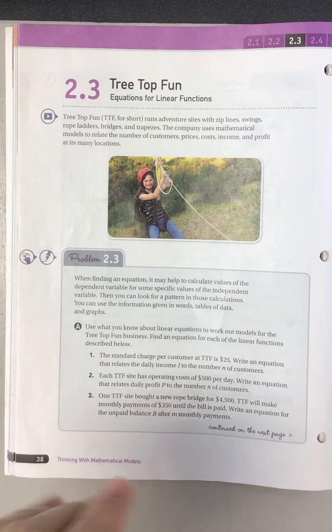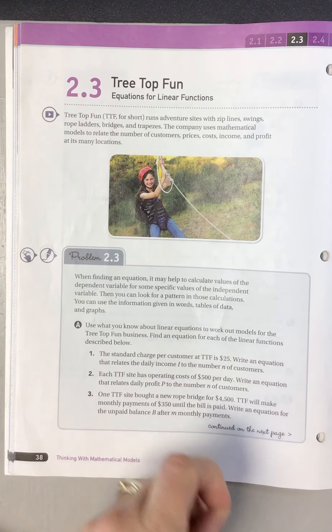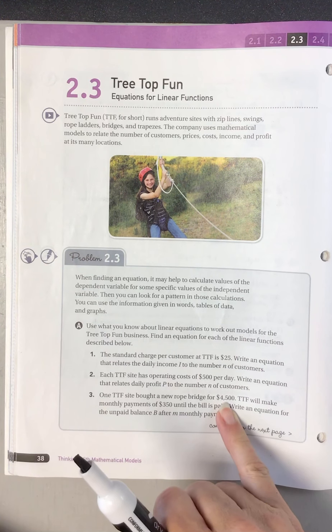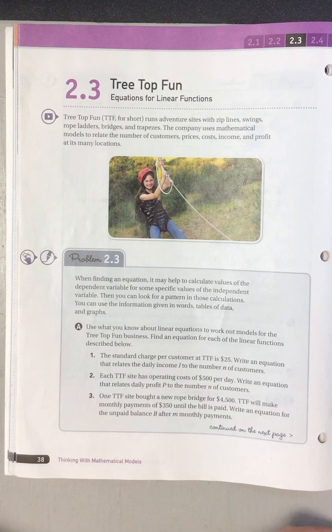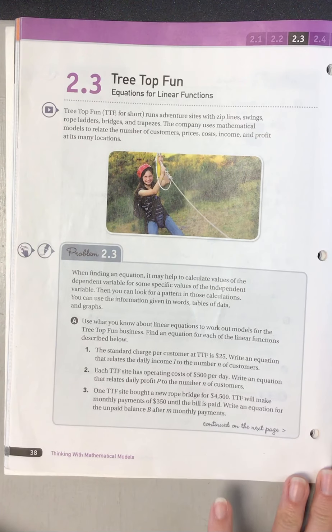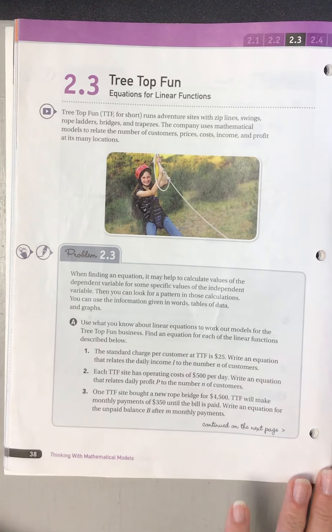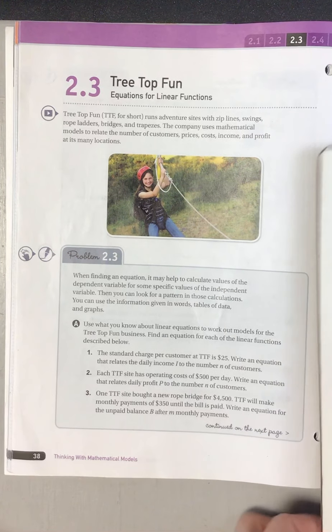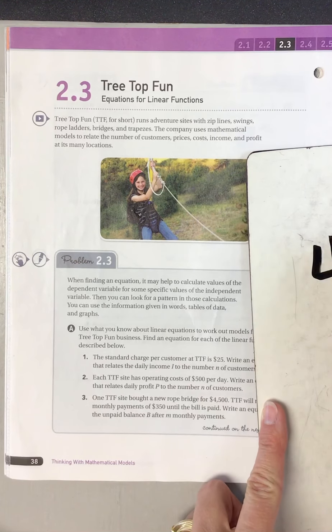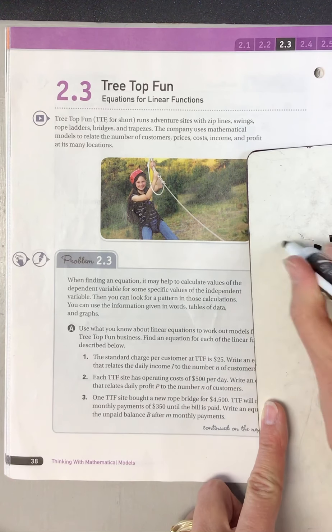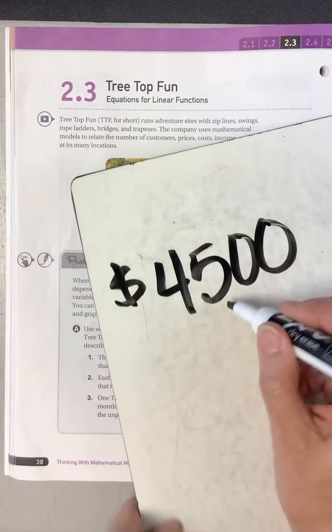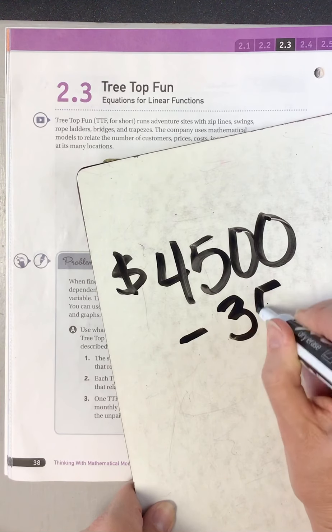I would love to climb across that rope bridge. They paid this price, $4,500 for that rope bridge, and they are going to continually take off $350 every month for paying off the bridge. So they're going to take $4,500. That's how much they owe at the very beginning. And then every month they're going to take off $350.